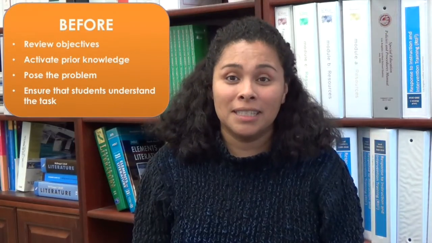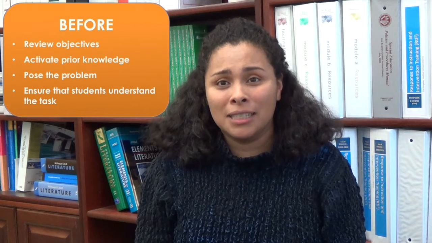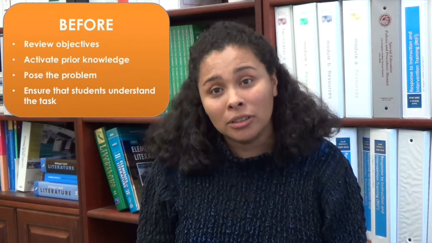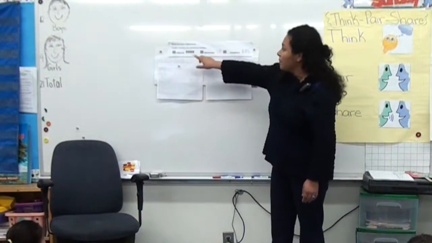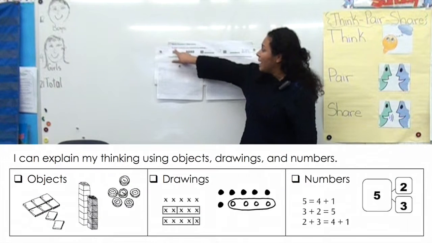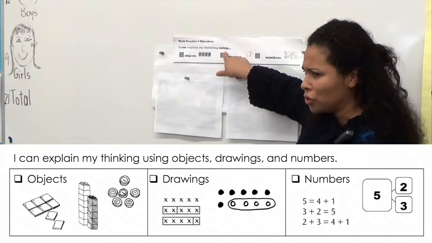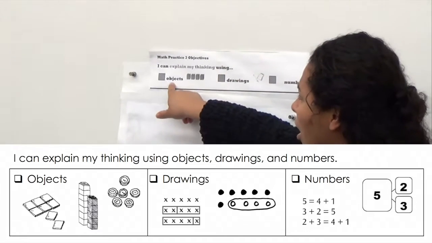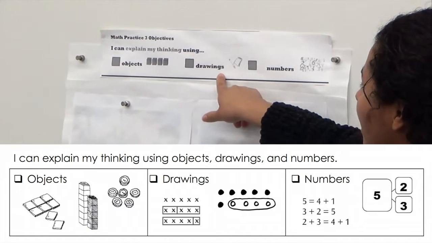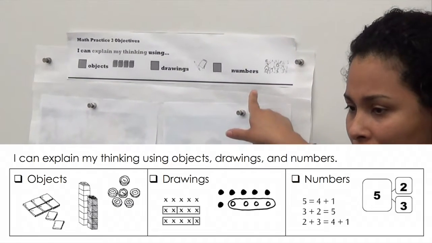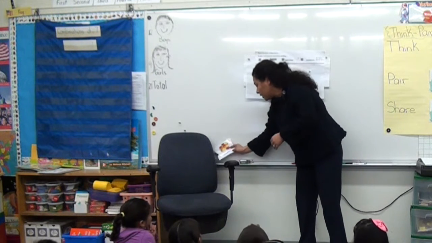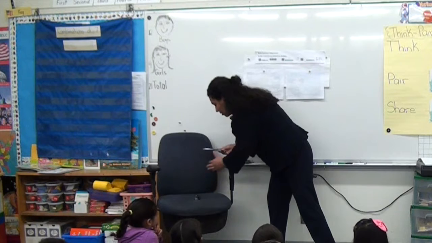In the before phase, I review the objectives for the lesson so that students are clear on their learning goals. For this lesson, I focus on Math Practice Standard 3 and wrote a language objective to support it. Using objects, drawings, and numbers. Now, what are some objects that we use in math?